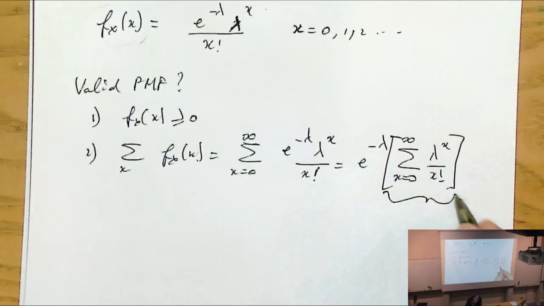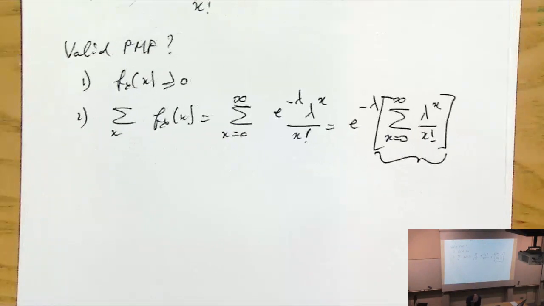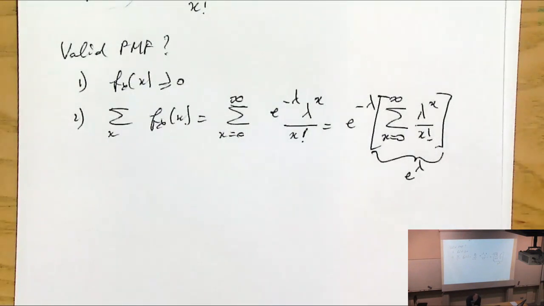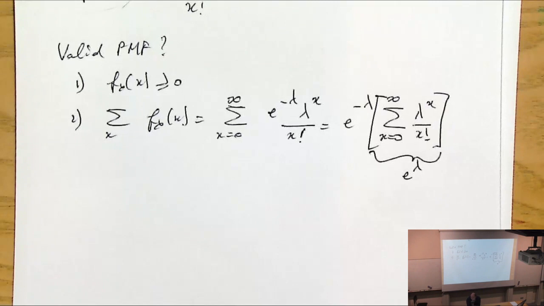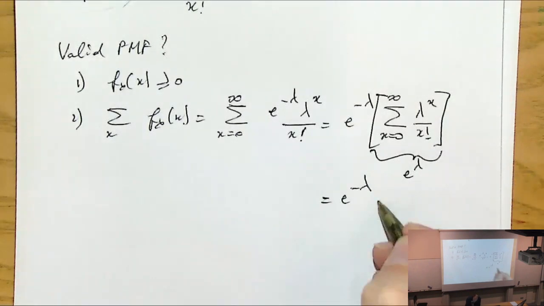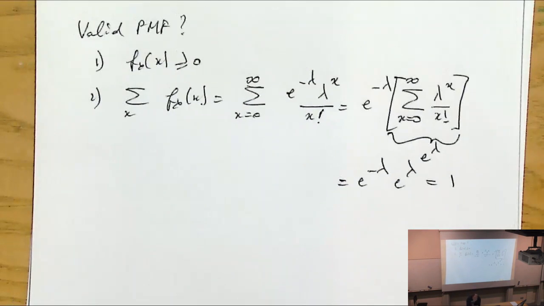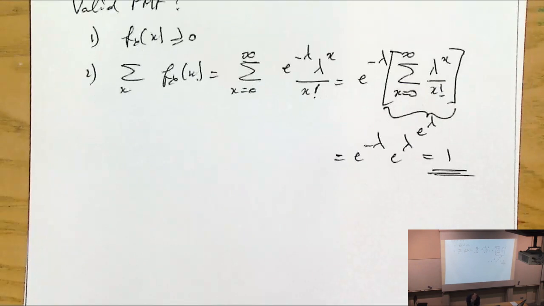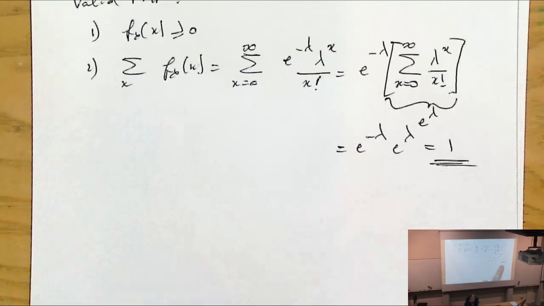What is this? This is the Taylor expansion of the exponential, the exponential of lambda. So what you get is e to the minus lambda multiplied by e to the lambda. This is equal to 1. So indeed, the probability mass function is valid. The sum over the range of x is equal to 1. So what does that look like? You can have some figures here in the notes as well.